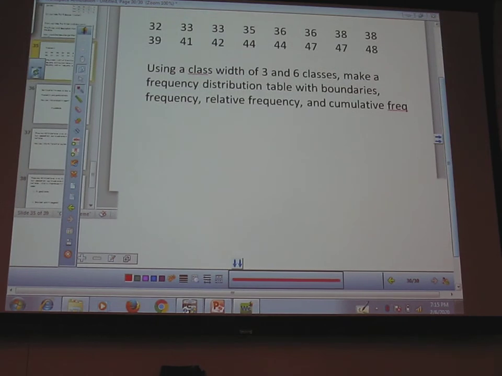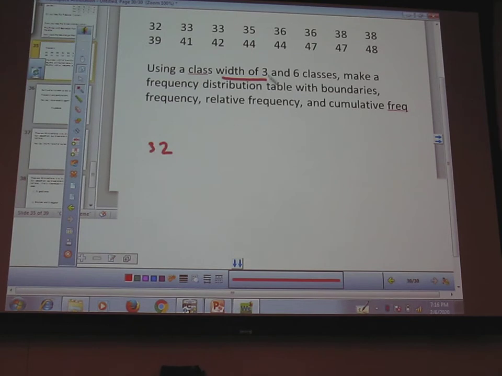My class width is not 5 or 10 in this situation. When it's 5 or 10, you just go down to the nearest, you start at the next lowest 5 or 10 to start your lower class limit. When your class width is not 5 or 10, just start with the smallest number as your lower class limit. So here, my class width is 3, you guys see that? So I'm just going to grab 32 and make that my first lower class limit. Everybody see where that came from?